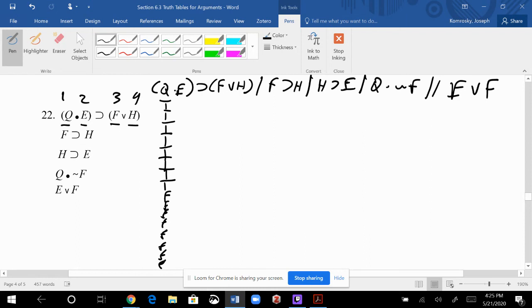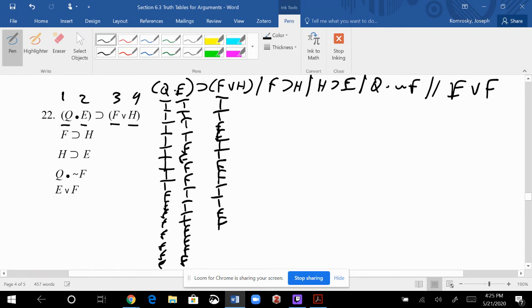And then the second one would be 4 trues, 4 falses, 4 trues, 4 falses. Okay. And then what do we do for the third one? Yep. True, true, false, false. True, true, false, false. Got it? And then what do we do for the last one? Yep. True, false, true, false, all the way down.